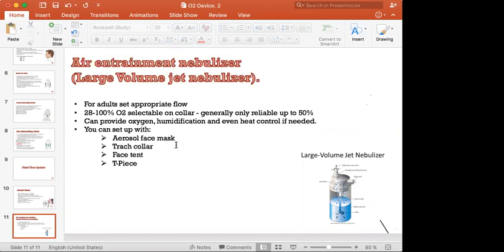Large volume nebulizer, we don't add any treatment. We don't add albuterol. We only give oxygen plus humidification.